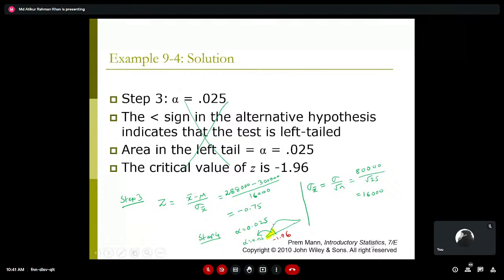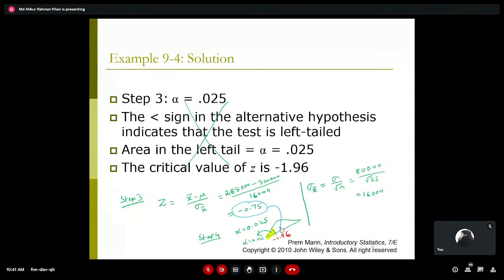Where is our calculated value? Our calculated value is z equal to minus 0.75. The midpoint around the peak is 0, right? So minus 0.75 would be somewhere around here. This means the calculated value of z is falling somewhere here, in the non-rejection region.